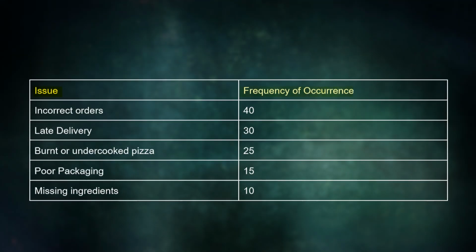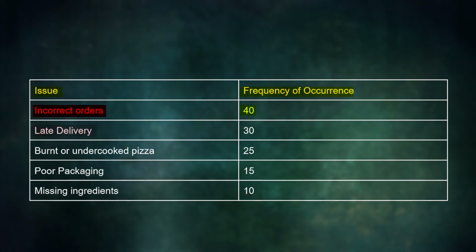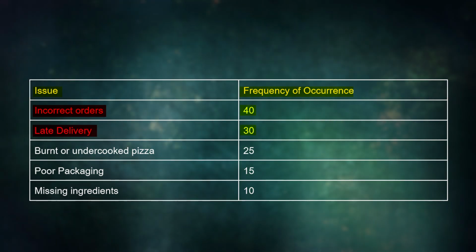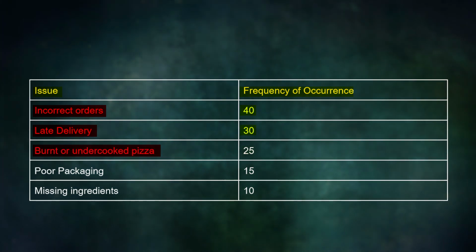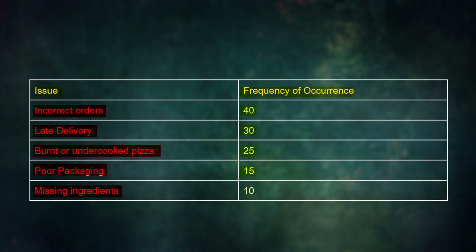This way, they'll end up with a data set that is going to look like this. Issue, frequency of occurrence: incorrect orders, 40. Late delivery, 30. Burnt or undercooked pizza, 25. Poor packaging, 15. Missing ingredients, 10.